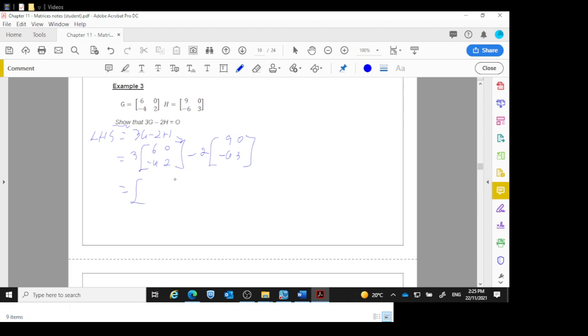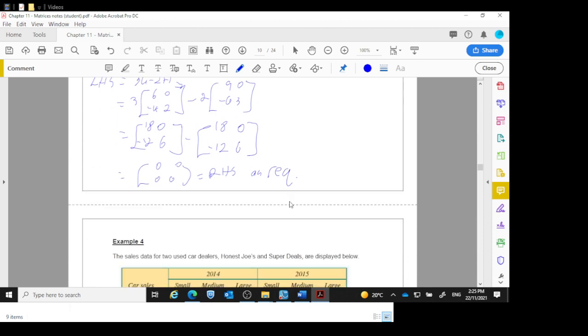So I'm going to times this matrix by 3. 6 threes is 18, 0, negative 12, and 6. Minus, I'm going to times this matrix by 2. 9 twos are 18, 0, minus 12, and 6. And now I'm going to subtract them, and I get 0, 0, 0, and 0, which equals the right-hand side as required. Make sure, because it's a "show that" question, we have to show that that's the answer that we're getting.